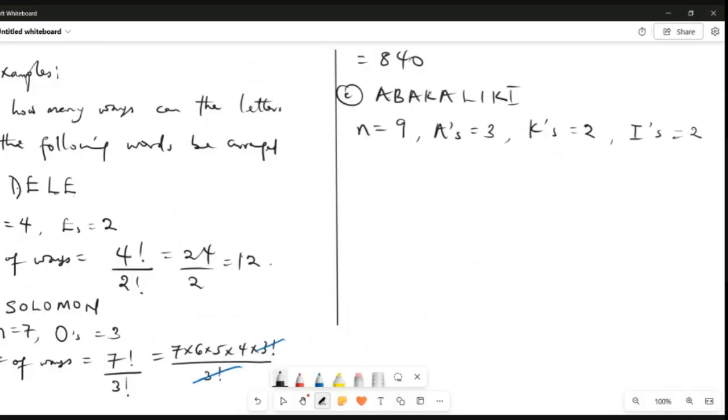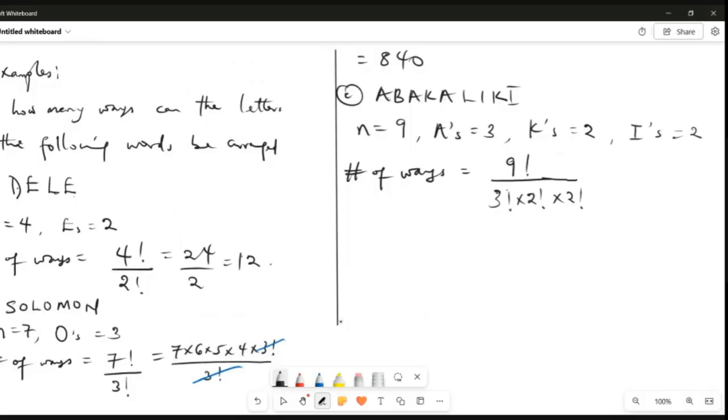Any other letter that was repeated? None. That's all. So if you want to know the number of ways of arranging Abakaliki, the number of ways will be 9 factorial over 3 factorial times 2 factorial times 2 factorial. I'll leave you to decide the final answer to this. You can send your final answer after doing your rough calculation. Send it to the comment box, and I'll tell you if you're right or wrong.